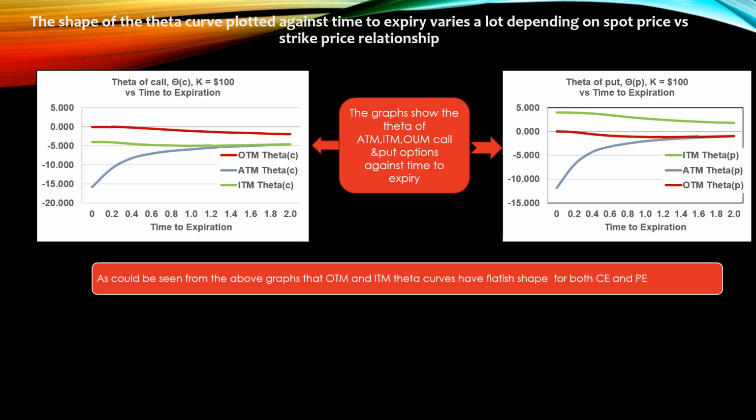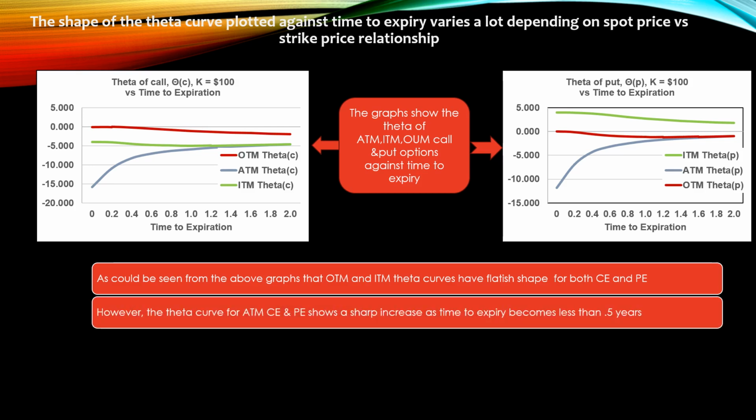As can be seen from the above graphs, the out of the money and in the money theta curves have flat shapes for both call and put options. However, the theta curve for at the money call and put options shows a sharp increase as time to expiry becomes less than 0.5 years.